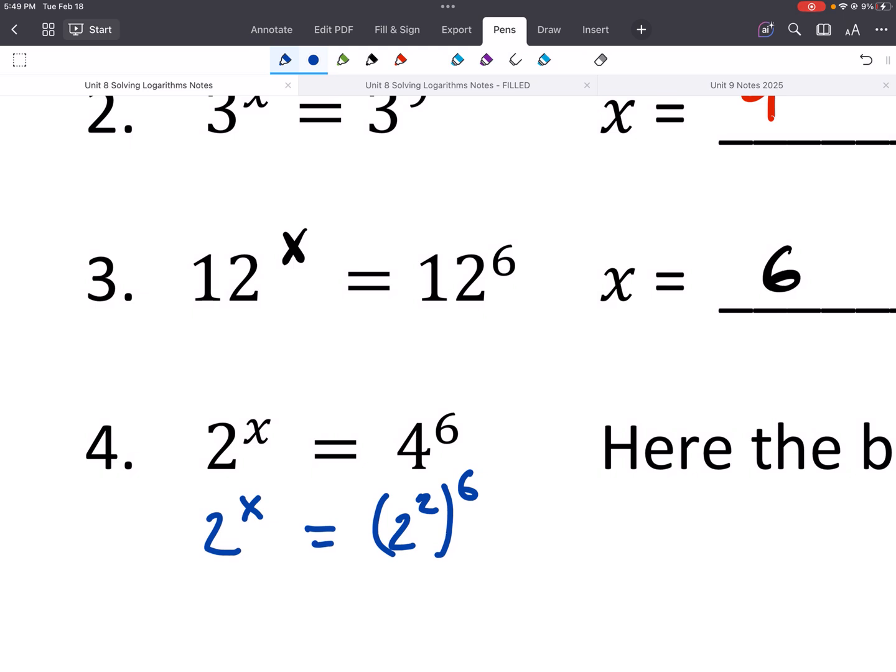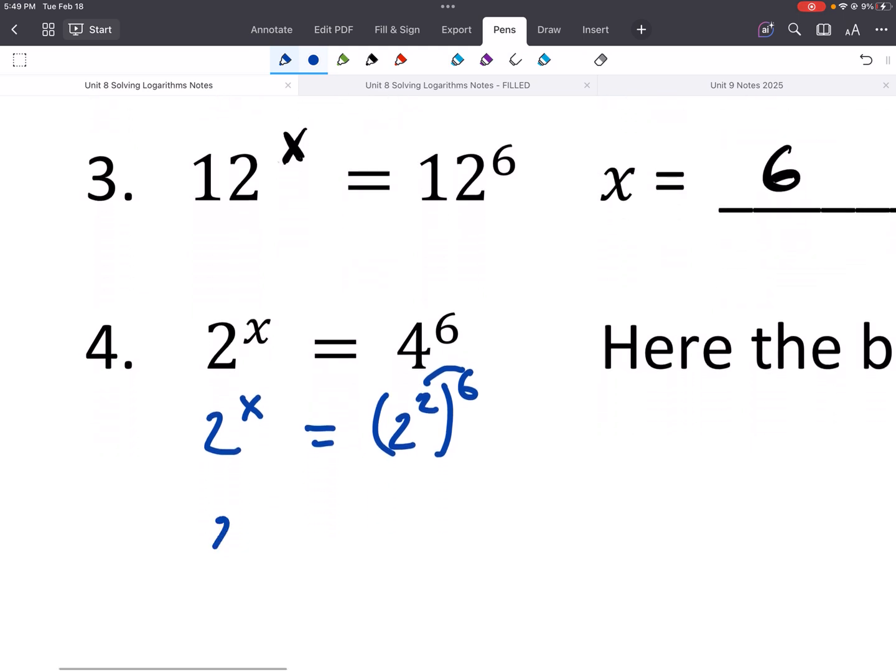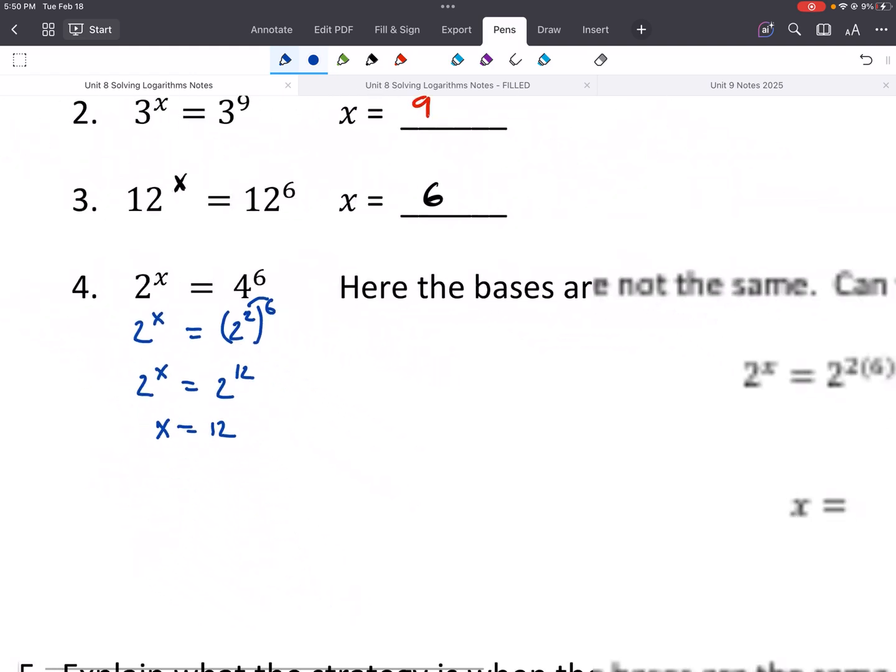So we go back to our first lesson, where if we have a power on a power, an exponent on an exponent, then we can multiply those exponents. So this would be 2 to the x equals 2 to the 12. Then we could just say that x equals 12. Does that kind of make sense? See if you can come up with a common base that you could use for both sides. Let's try a couple more examples.